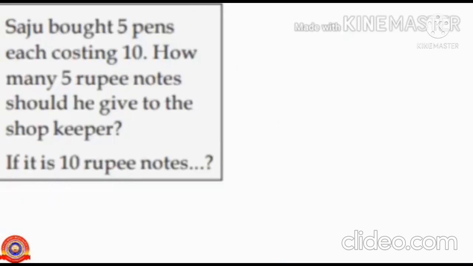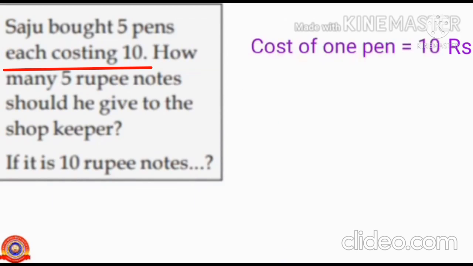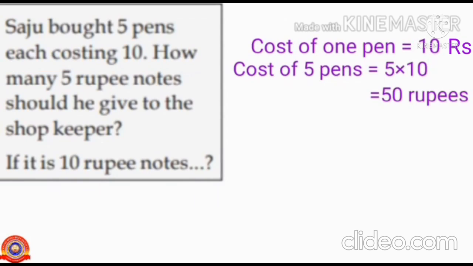Let's do the first question. Saju bought 5 pens, each costing 10 rupees. How many 5 rupee notes should he give to the shopkeeper? If it is 10 rupee notes, what is the cost of 1 pen? Yes, cost of 1 pen equals 10 rupees. How many pens Saju bought? 5 pens. So, cost of 5 pens equals 5 times 10. That is 5 into 10 equals 50 rupees.